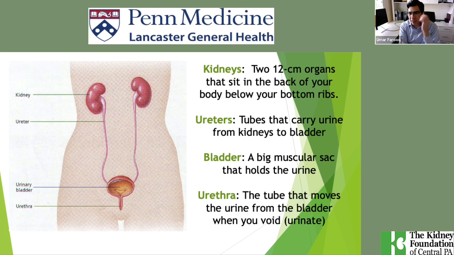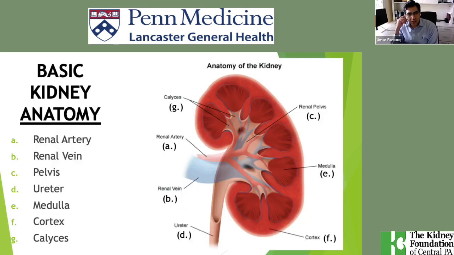Ureter is the tube that connects the kidney to the bladder, and then the bladder is just a storehouse for the kidney, so we don't pee all the time. The basic anatomy of the kidney: this is the renal artery, which brings blood inside the kidney. See that, the very pink artery, and this is the renal vein that takes the blood out of the kidney.